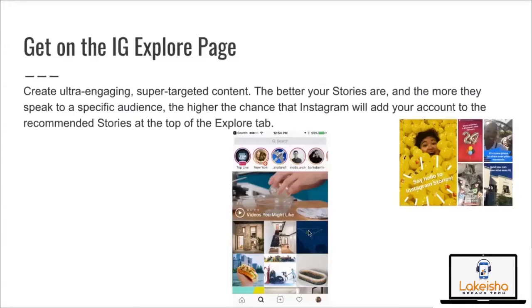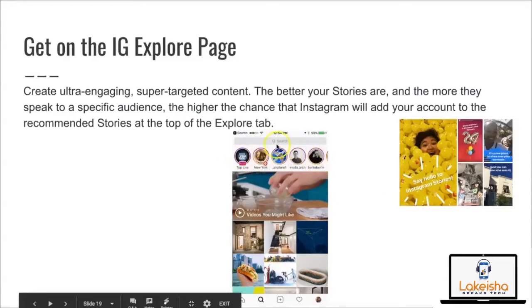So basically, the better your stories are and the more they speak to a specific audience, the higher the chance that Instagram will add your account to the recommended stories at the top of the Explore tab. Okay. And so this is the IG Explore tab. Yep. You see how they're showing those videos you may like at the top?